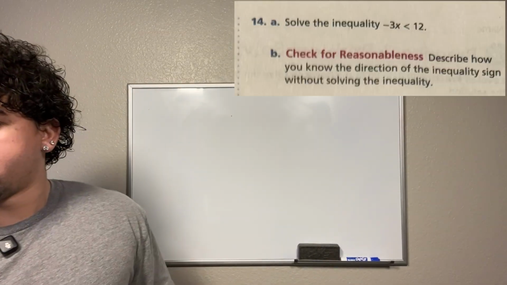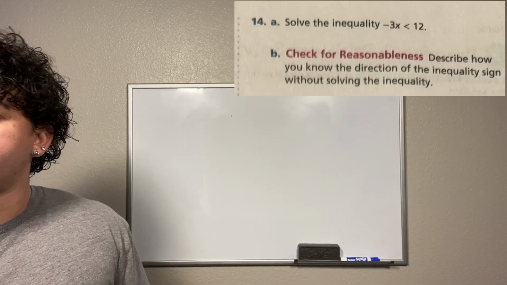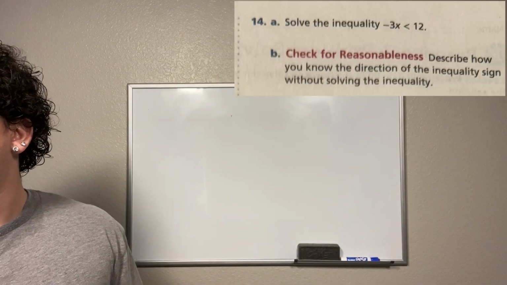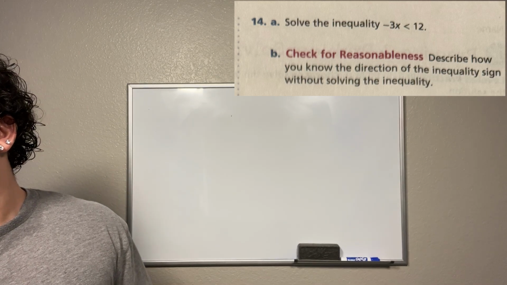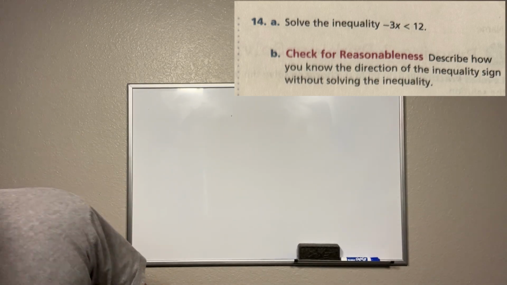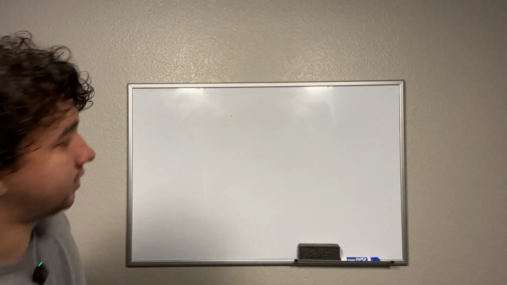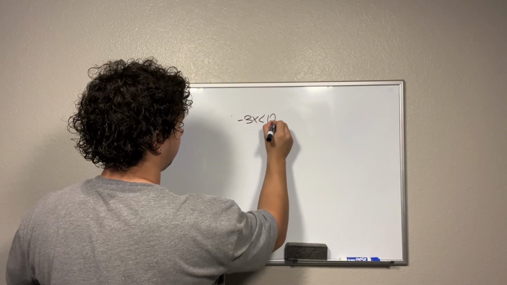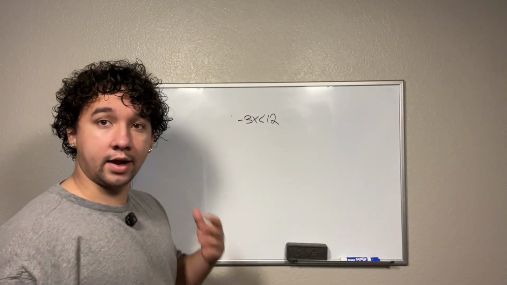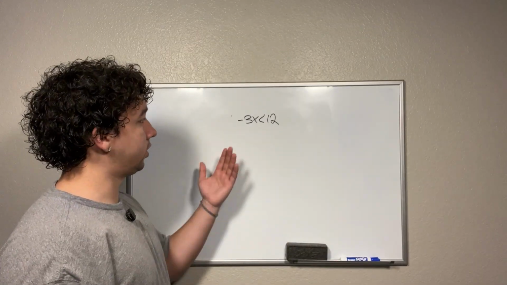All right, next question here. It says solve the inequality, and then there's a B, check for reasoning part. Describe how you know the direction of the inequality sign without solving the inequality. Well, the equation is negative 3x is less than 12. First things first, let's answer B here real quick. How do I know what direction it's going to be?